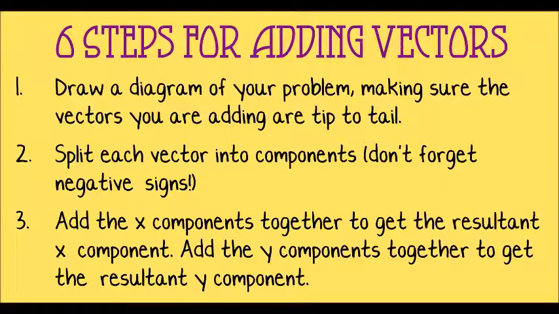Here are some steps for adding vectors. The first step we're going to do is draw a diagram of your problem, making sure that the vectors that you're adding are arranged tip to tail. Then we'll split each vector into components. And of course, we need to pay attention to whether those components are positive or negative. After that, we're going to add the x components together to get the x component of our resultant vector. And then we'll do the same thing for the y components.